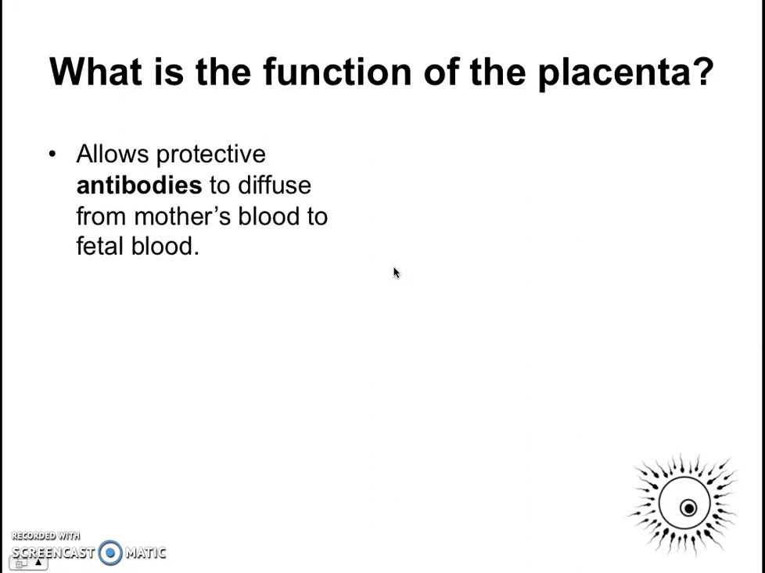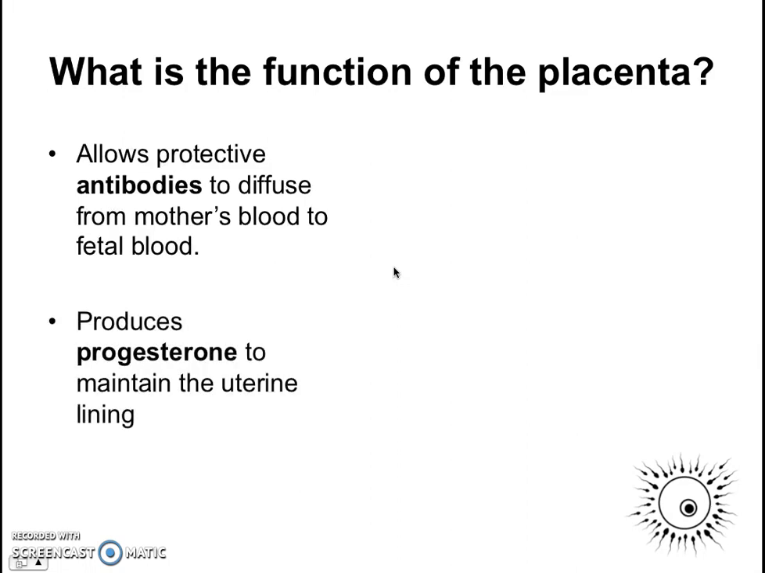So the fetus automatically gains some sort of immunity against certain diseases. Secondly, the placenta also continues to produce progesterone throughout pregnancy in order to maintain the uterine lining.